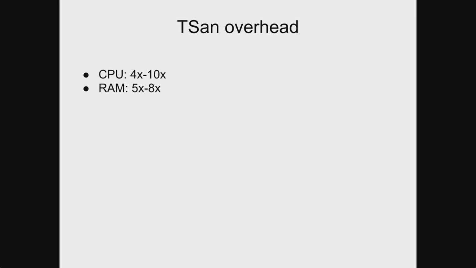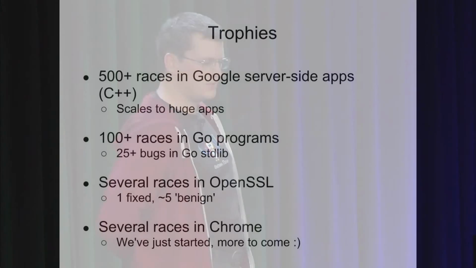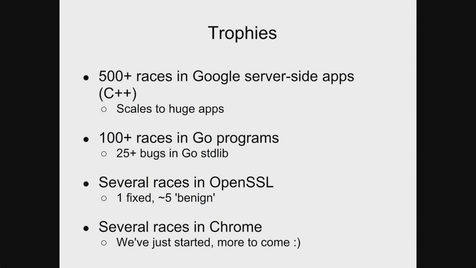So the overhead of this tool is significantly more than with the previous tool, but still quite tolerable, and to the best of our knowledge, it is the best in class among similar tools. So the slowdown is somewhere between 4 and 10 times, and the memory usage increase is 5 to 8 times. This tool already has quite a few trophies in Google. We started deploying this tool on the server side and have found many hundreds of bugs in our C++.